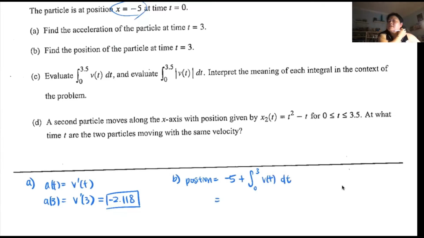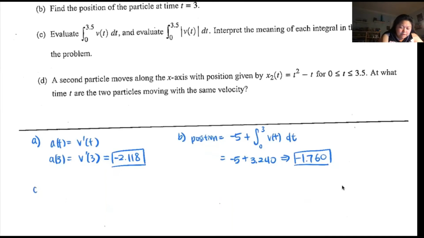And again, you can see this from the first problem, so I'm not going to go over this again, but it will be math 9, putting this integral in. So that'll be -5 plus 3.240, which gives us negative 1.760. So again, this position doesn't mean it's negative distance. It just means it's to the left of the starting point instead of to the right of the starting point. All right, so position is negative 1.760.